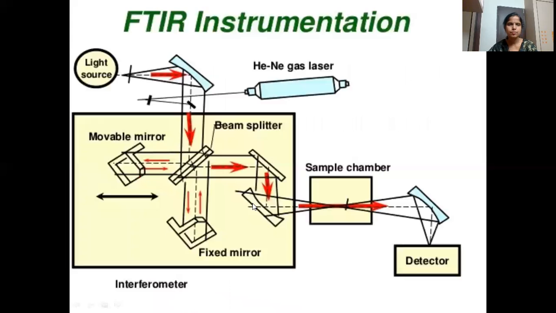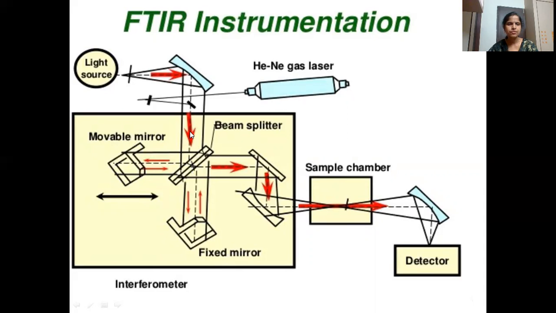So we'll look at the block diagram. This is FTIR instrumentation, the light source. From the light source, the light falls on the beam splitter, where it is first separated into two beams. We will have two mirrors. One is fixed, the other is a movable mirror.